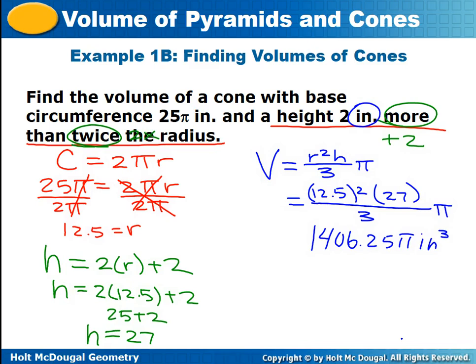Then when I multiply that number by pi, I get 44,417.9, and this is inches cubed as well. So this is the harder type of problem, when we actually have to find the height and the radius before proceeding with the problem. So let's look at the next one.